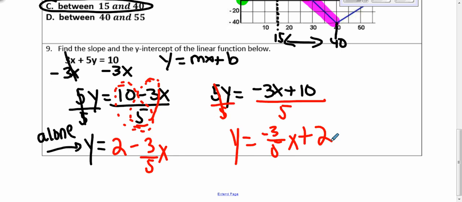So find the slope and the y-intercept. You did that to find the slope and the y-intercept. You now found the slope as negative 3 over 5, because that's the number before x. And the y-intercept is 2.